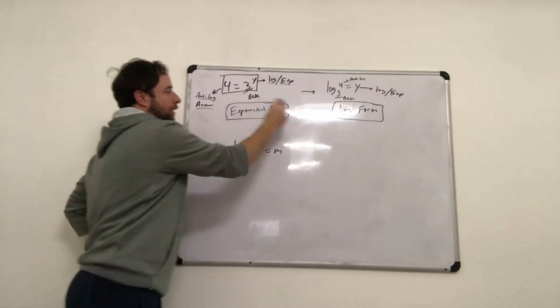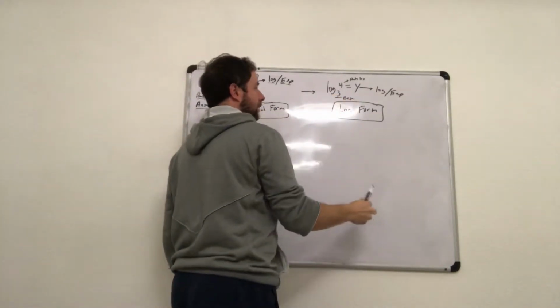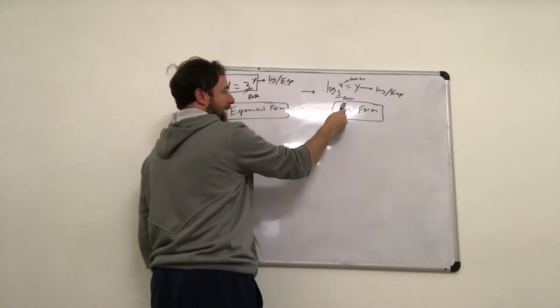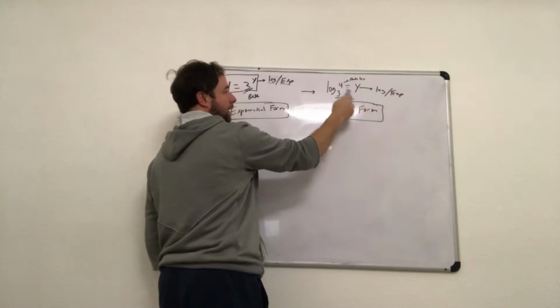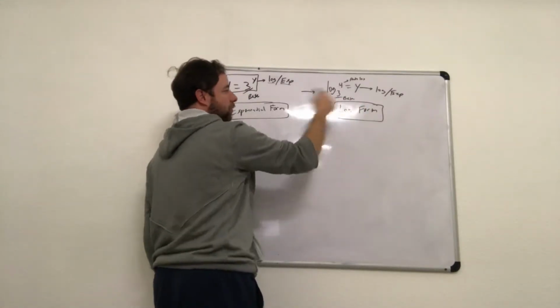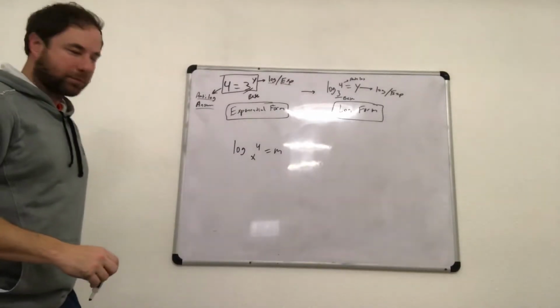Now, another way to write this is log 3, 4 equals y. Whereas the base is still 3, the logarithm is still y, and the anti-log is still 4. It's just rearranged in a different form of an equation.